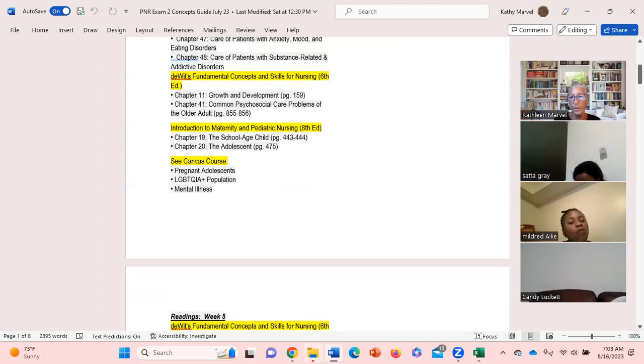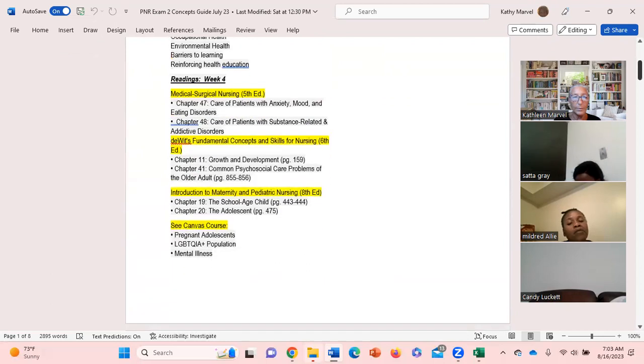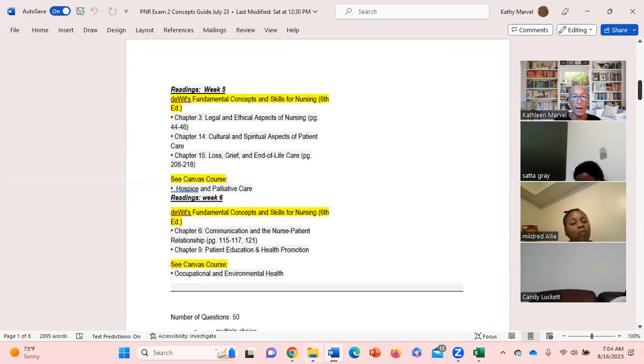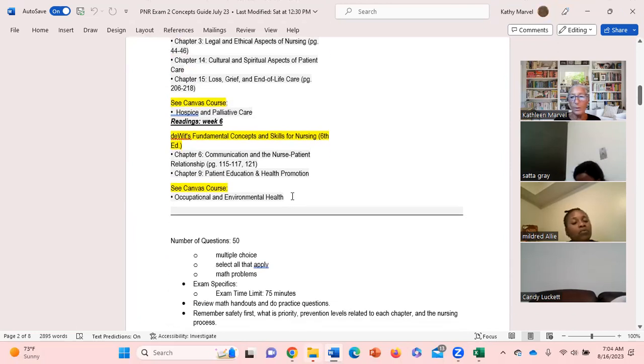They're in, let's see, week 4. You have 3 of them. Week 5, you have hospice and palliative care. And week 6, you have occupational environmental health. So don't forget about those.